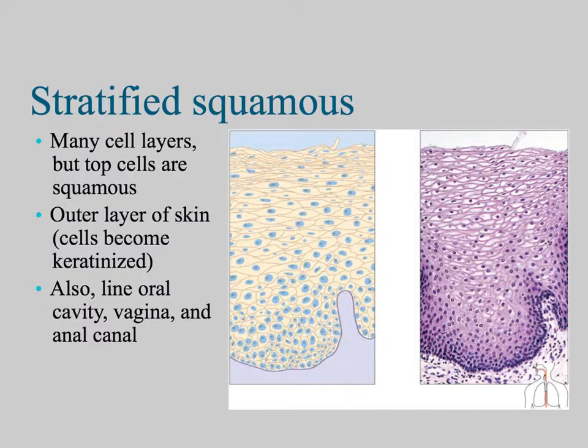And then stratified tells you that there's more than one layer. So if it's simple, it's one layer. If it's stratified, we've got more than one. And the top layer are squamous. The top layer are flattened.